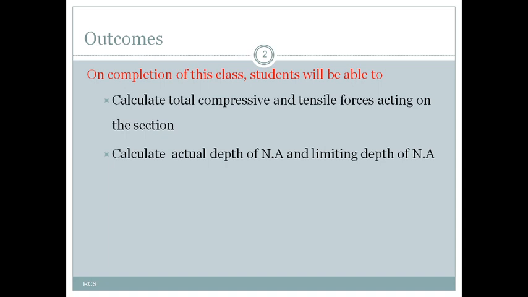Then after knowing the compressive and tensile forces, you have to calculate the actual depth of neutral axis and the limiting depth of neutral axis. If I equate the compressive force and tensile force, we will get the actual depth of neutral axis. The limiting depth of neutral axis means the axis obtained when steel and concrete in a member attain their maximum permissible strains at the same time. The depth obtained from that condition is called the limiting depth of neutral axis.